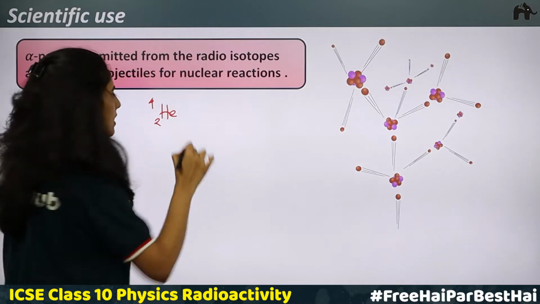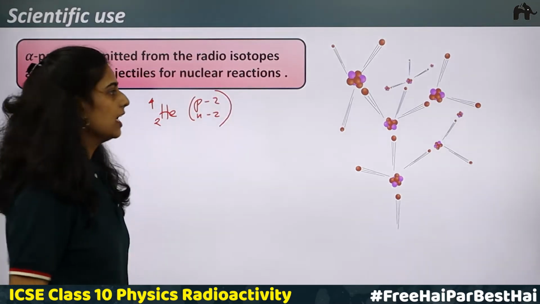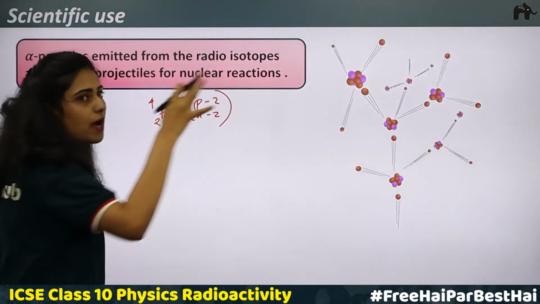Helium-2-4. Here it contains 2 protons and 2 neutrons. Now, what happens during an alpha emission? We know what is happening. An alpha particle is being released.